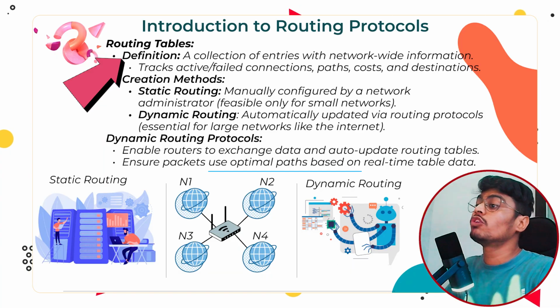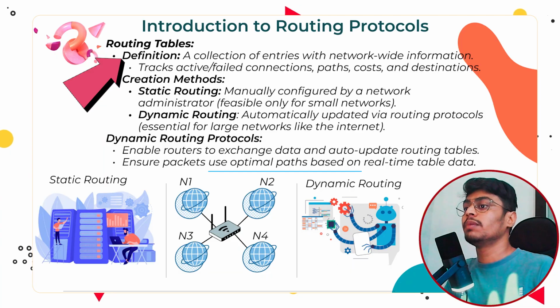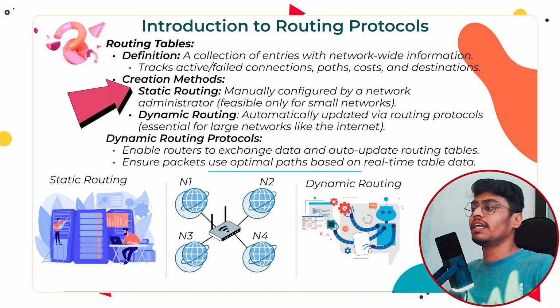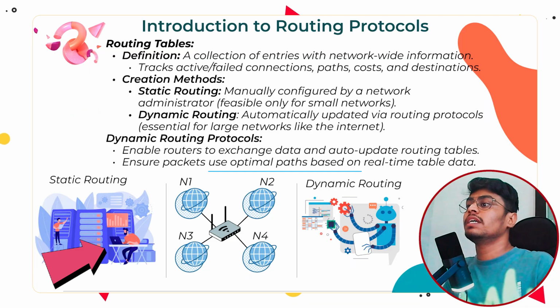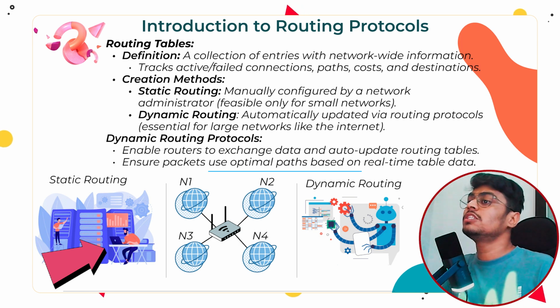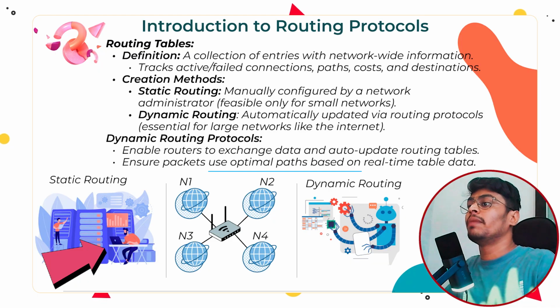Now, how is a routing table created? To properly create a routing table, either we can make a static routing table or a dynamic one. What is a static one? A static routing table means it is created manually. You have to manually insert data in the routing table. Who has to do it? The network administrator. This is possible in a small network where you can manually enter the data.